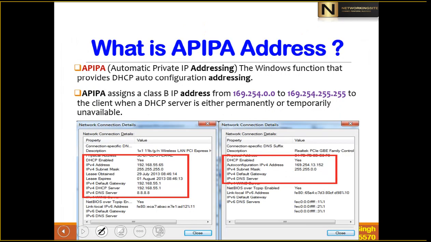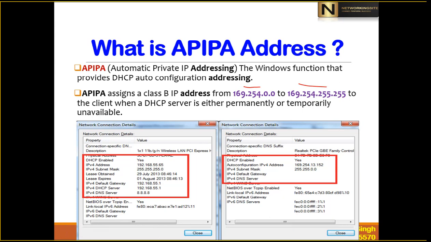Now we have to know about the APIPA address. What is APIPA? Have you heard about the APIPA address ever? Not yet. Okay, now you know that our system gets an IP address from a DHCP server, right? So whenever our system gets an IP from a DHCP server, and if the DHCP server fails, then your system will generate one APIPA IP from this range, automatic private IP address.